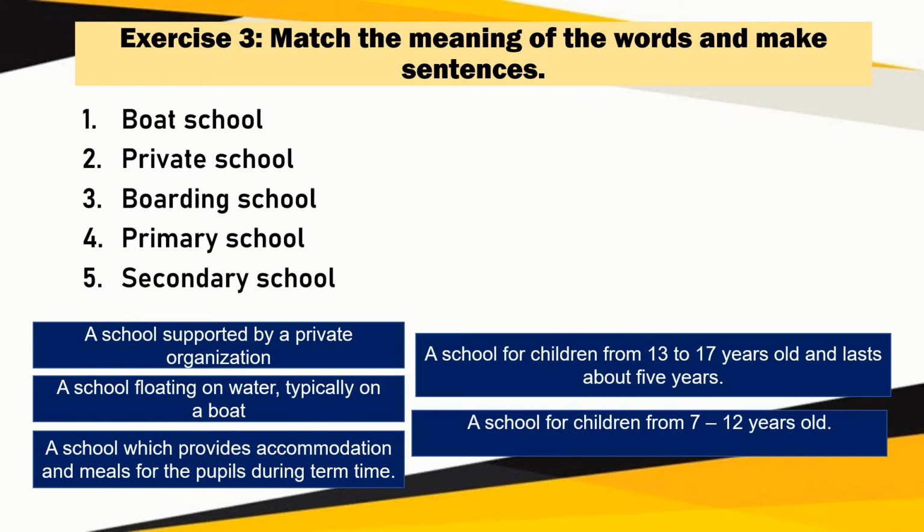Exercise 3. Match the meaning of the words and make sentences. So boat school is a school floating on water, typically on a boat. Number two, private school. Private school is a school supported by a private organization, meaning the school is not fully funded by the government. Number three, boarding school.